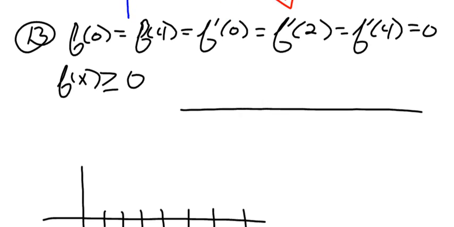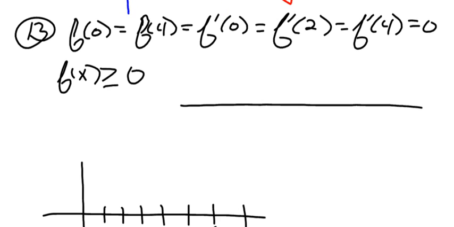Number 13 tells us we want the value of the function f of 0 equal to f of 4, which happens to also be equal to the derivative at 0, and is equal to the derivative at 2, and is equal to the derivative at 4, and all of these are equal to 0. So what is it telling me? It's saying I've got a point. When I'm evaluating a function, I've got a point 0, 0 I have to go through. I have the point 4, 0 that I have to go through with this function.